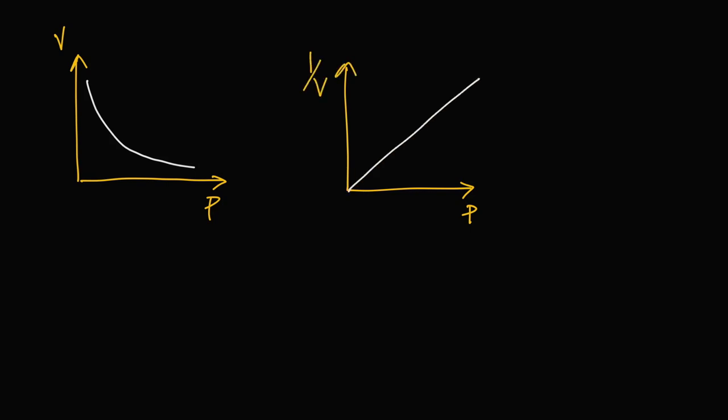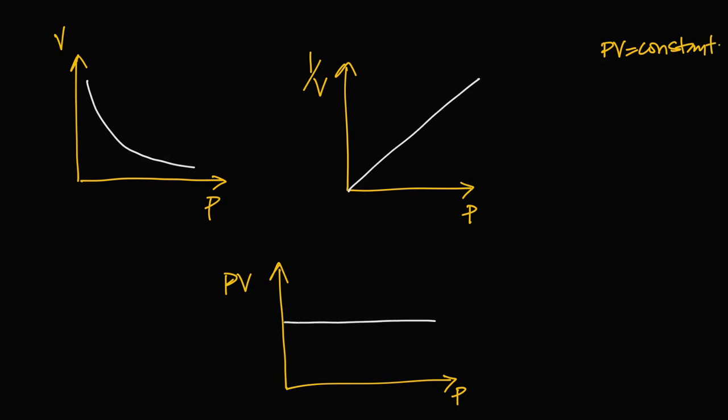The first one is simple, pressure against volume. That is an inversely proportional relationship like this, which is why pressure against 1 over V is a straight line passing through the origin. And pressure against PV, knowing that PV is a constant, what that means is whatever pressure is increased, the value for PV stays constant horizontally. This is a constant. So P against V is inversely proportional. P against 1 over V is directly proportional. PV against P is a horizontal line. And these are some of the ways that we can represent Boyle's law.